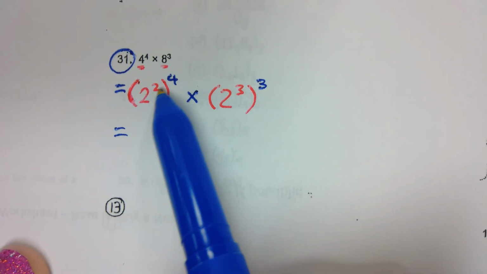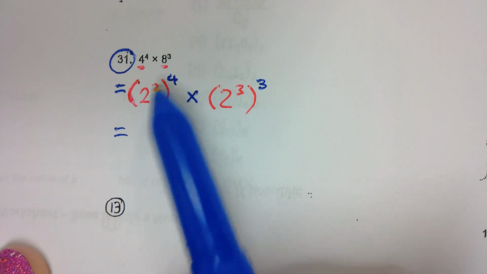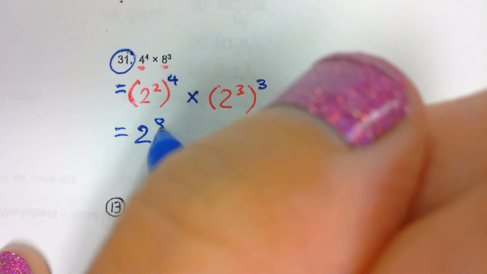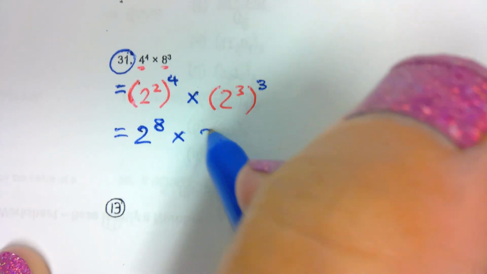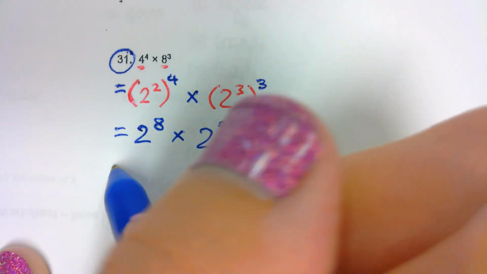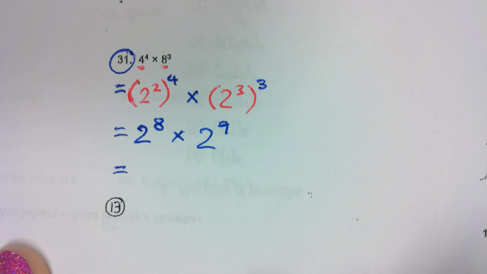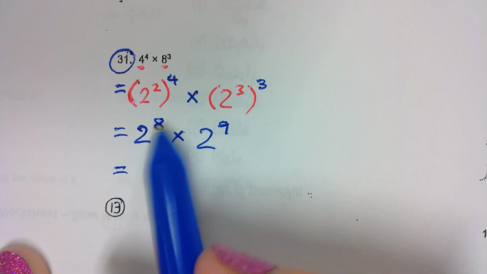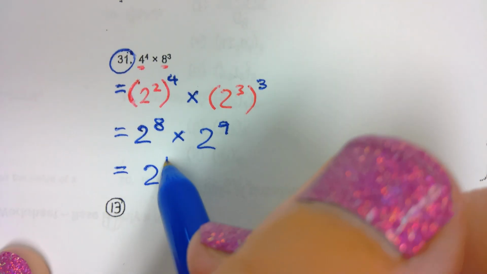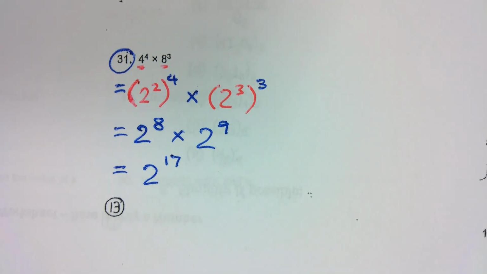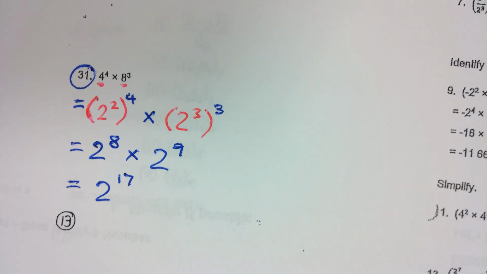As Vincent said, when you have an exponent raised to another exponent, you multiply. So this is 2 to the 8. And then here, this is 2 to the 9. Okay? And then now that I'm multiplying, I add my exponent. So you get the final answer 2 to the 17. Okay?